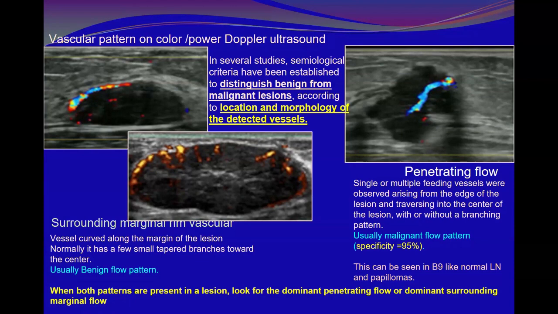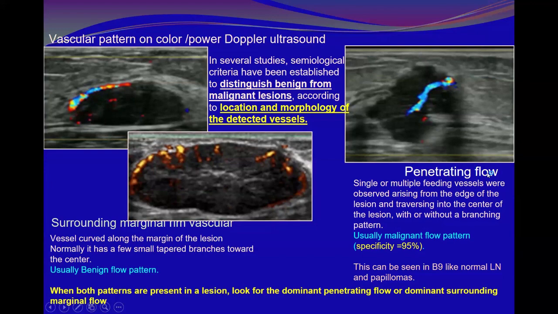Usually marginal flow or rim vascularity is seen associated with benignity or a benign pattern. We see curved vessels around the margin of the lesion, not outside the margin in the tissue, but within the wall, within the capsule of the mass, and usually seen with fibroadenoma.